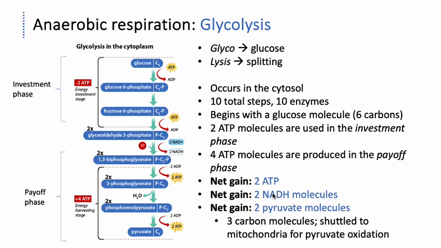Okay, so be careful in terms of how you're thinking about this, in terms of whether you're talking about gross number of ATP, which would be 4, or net, which is subtracting the number of ATP we used in our investment phase.